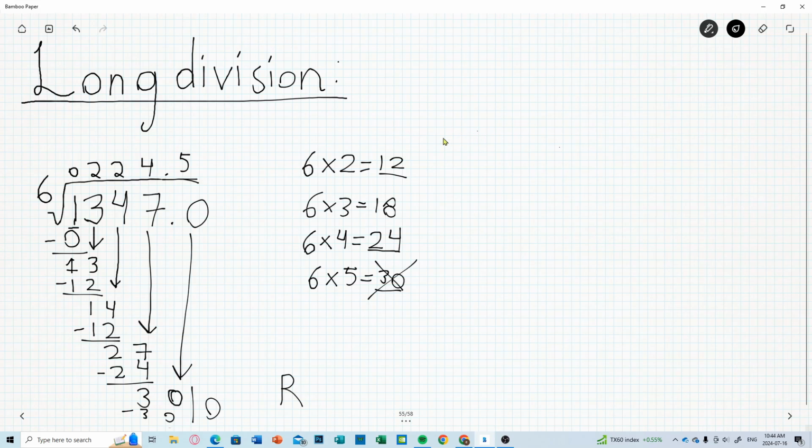So we know that our answer of 1,347 divided by 6 is 224.5. But you could also write it as 224 with a remainder of 3.